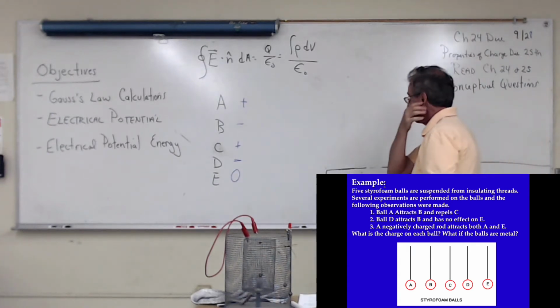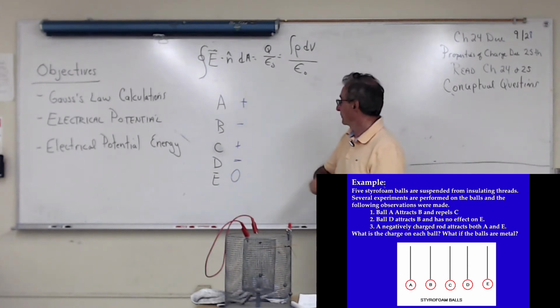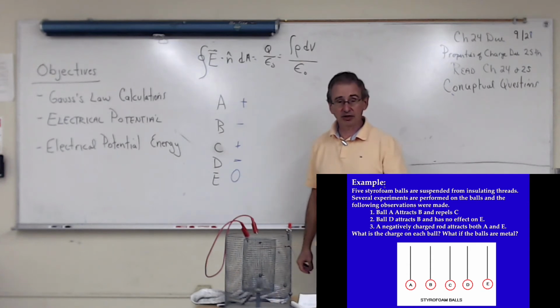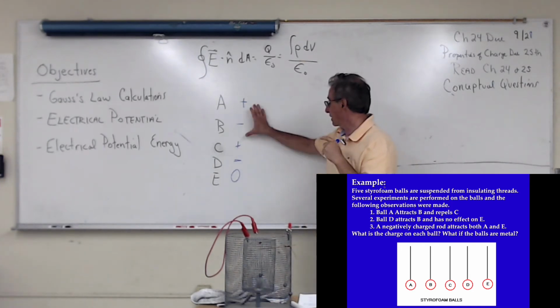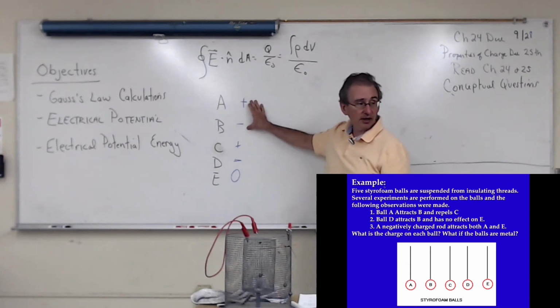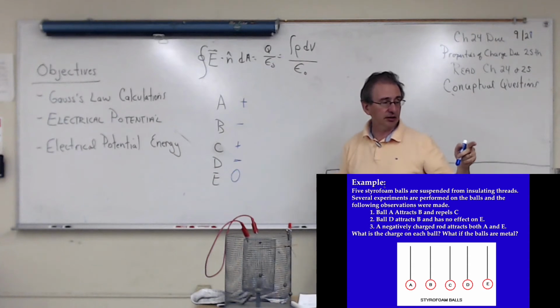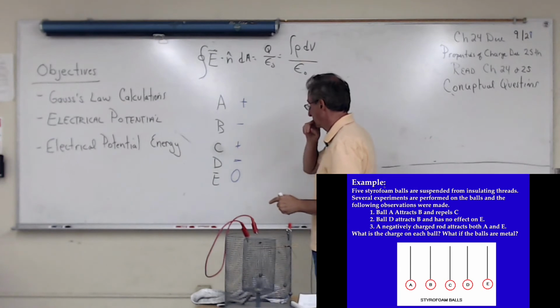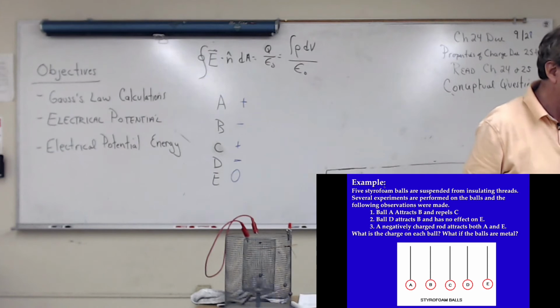So let's test this out. Okay. If A and C are positive, they'll repel each other, which makes sense. A and B are oppositely charged. They will attract each other. That makes sense. Now, ball D attracts B. Or is that what it said? Ball D attracts B. Oh.